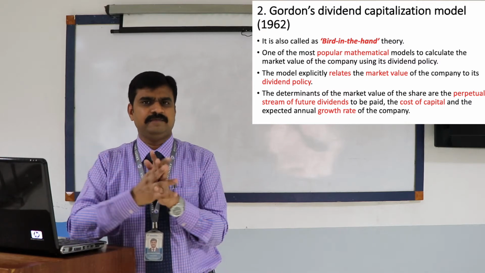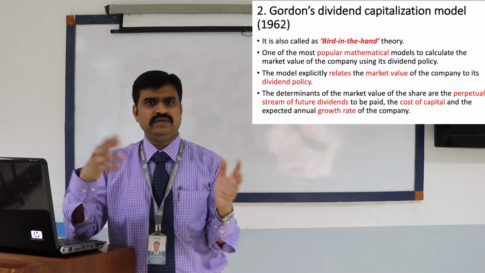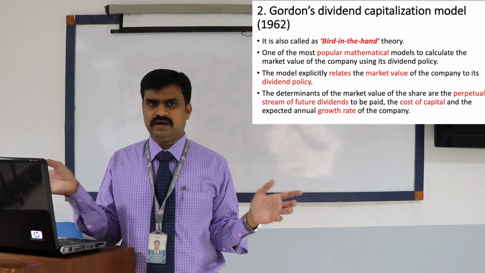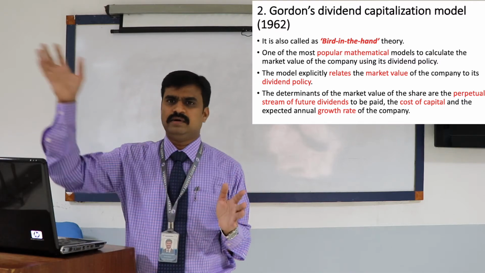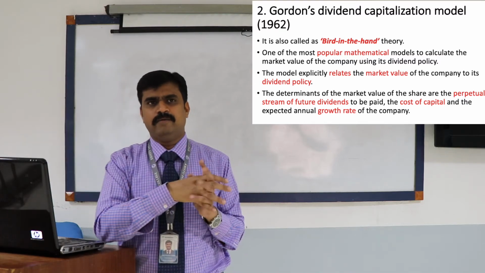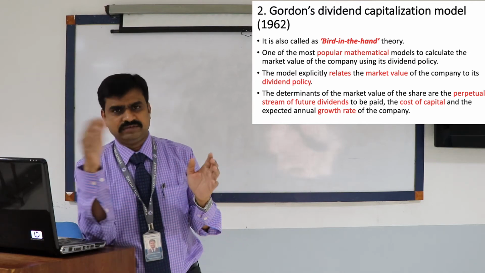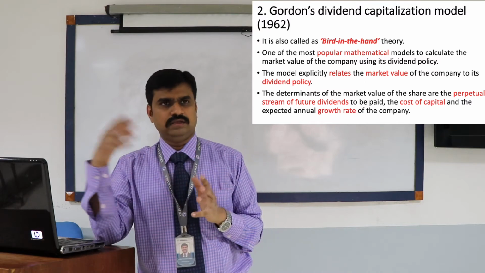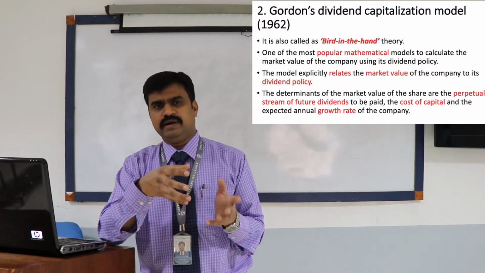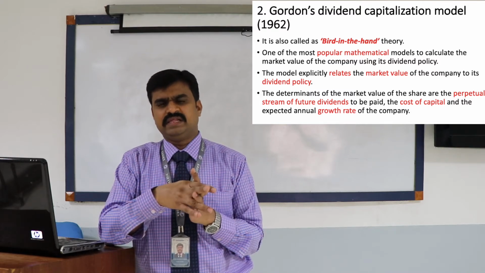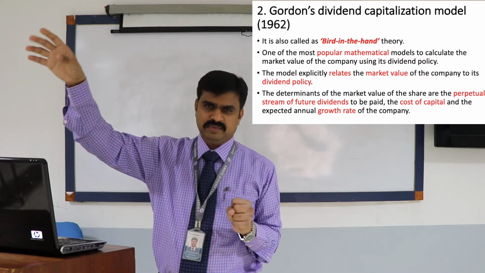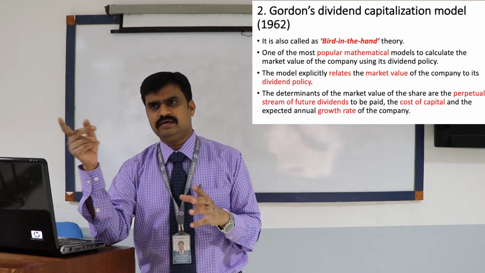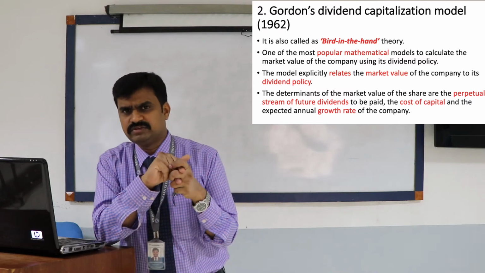What is the bird in the hand theory? Bird in the hand theory we normally use in time value of money. It says that there are two birds. One bird is in your hand, another bird is there in the tree. Which is more probable, that you are going to get the return, the bird in the hand or the bird in the bush? For example, the bird in the hand will give you say 10% return. The bird in the bush may give you say 12% return. But which one will you prefer? The bird in the hand or the bird in the bush?